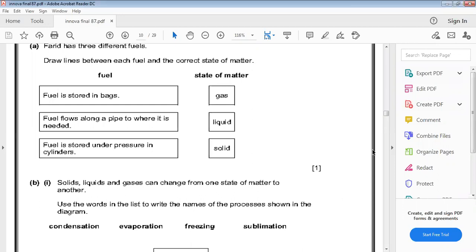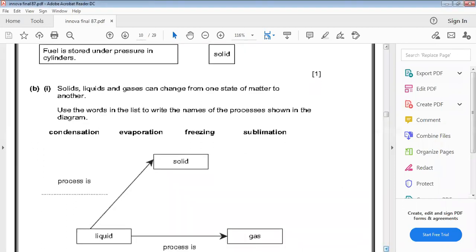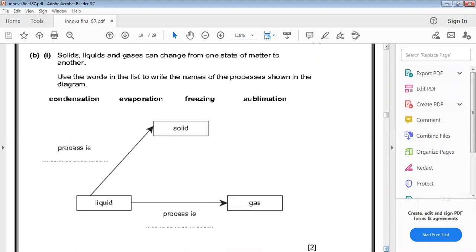Solid, liquid, and gas can change from one state to the other. Use the words in the list to write the name of the process shown in the diagram. The first one, from liquid to solid. Condensation? From liquid to solid is what? No, freezing. Well done. The next one, from liquid to gas: evaporation. Well done.